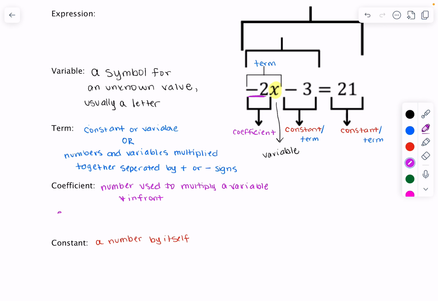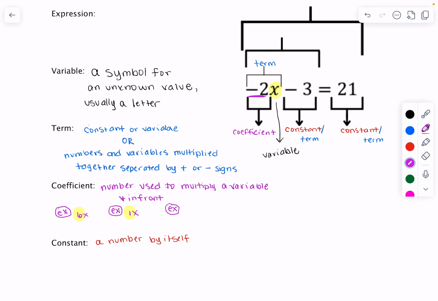Some other examples of a coefficient: if I had 6x, then the 6 would be my coefficient. If I have just x by itself, my coefficient is actually going to be this invisible thing in front, which is actually a 1. So anytime you have an x or an a or whatever letter, there's an invisible 1 in front of it, and that's going to be the coefficient of 1. That's a really important thing, but it can be really tricky.